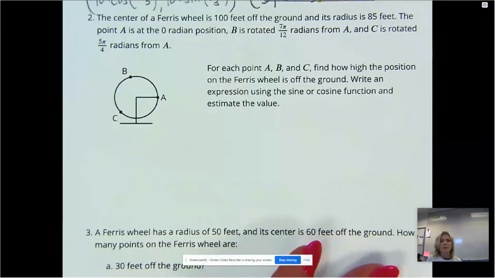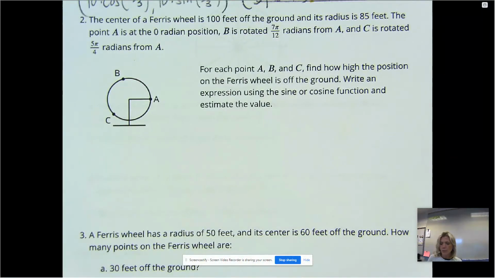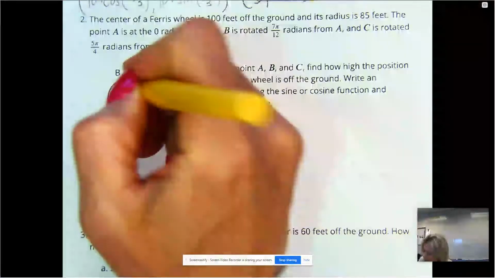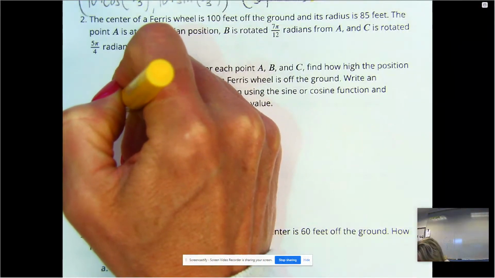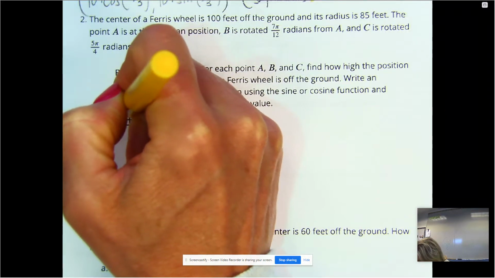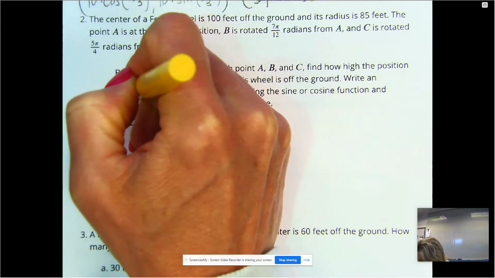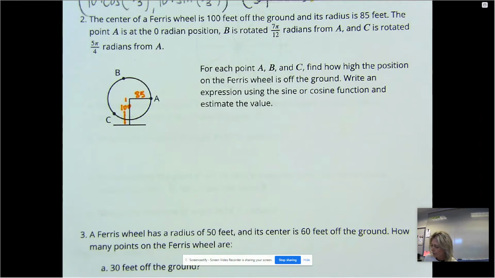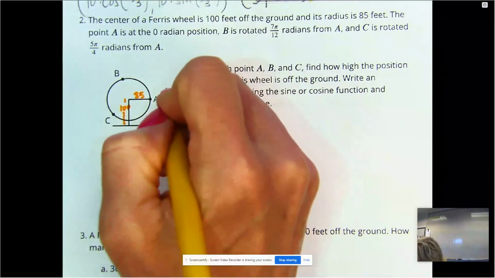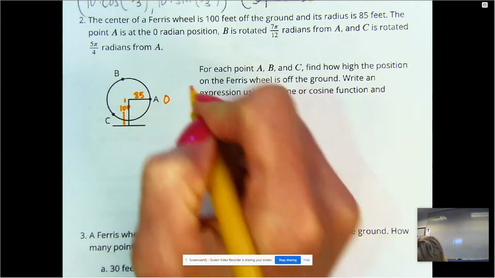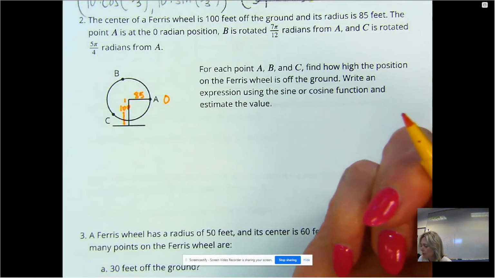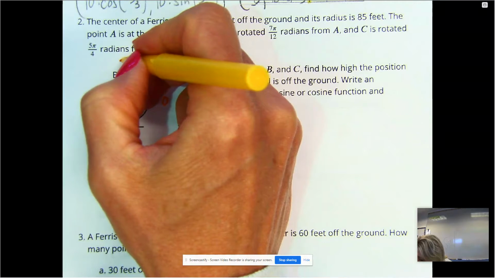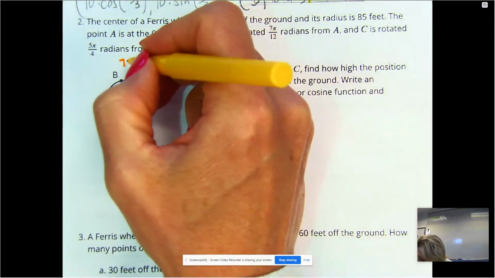All right, number 2, the center of a Ferris wheel is 100 feet off the ground and its radius is 85 feet. So we did a problem really similar to this today. This is 100, this is 85. A is at 0 radian position. B is rotated 7/12 of pi, or 7 pi over 12.